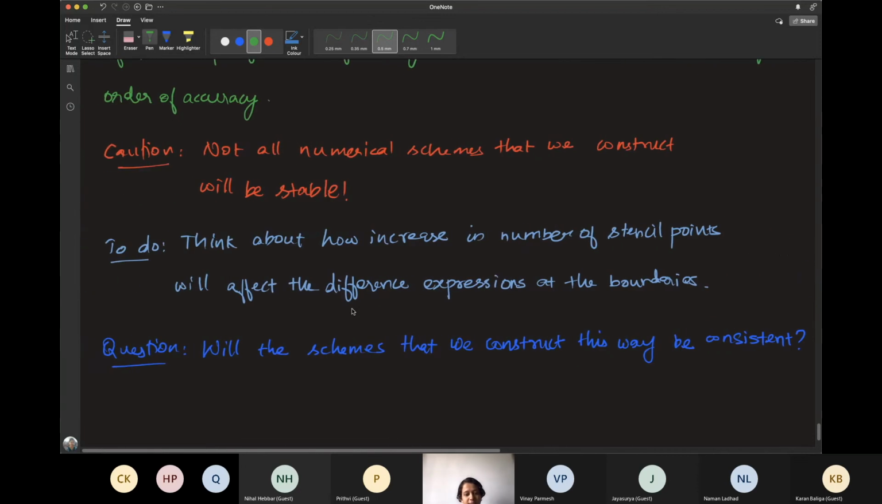So when you increase the stencil size, you may face some problem at the boundaries. Now the next question is, will the schemes that we construct in this way be consistent? We have talked about consistency last time. So using that definition, can anyone tell me whether the schemes that we have constructed now, using this method of undetermined coefficients, will be consistent?